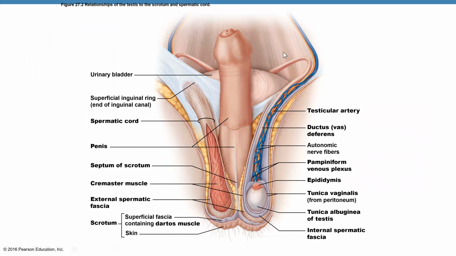Okay, so here we can see the anatomy of the testis again: the scrotum, made of skin and superficial fascia that contains our dartos muscle. Then we have the cremaster muscle. We have a septum that divides the scrotum into 2 compartments. And then we can see the tunica vaginalis, 2 layers, and tunica albuginea of the testis.